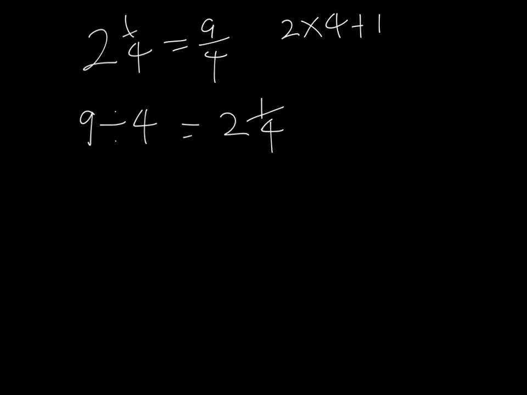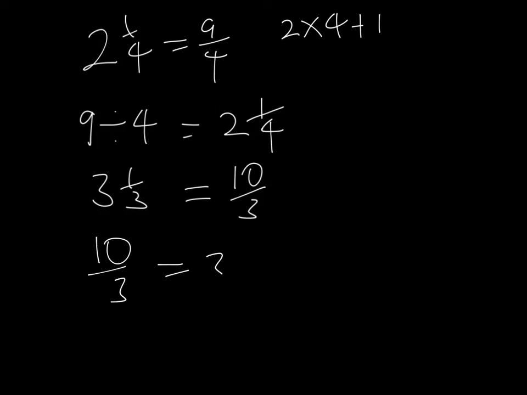Let's just do another quick couple of examples. If I have 3 and 1/3, I would say 3 times 3 is 9 plus 1 is 10/3. Going back the other way, 10/3, 10 divided by 3 is 3, and there is 1/3 left over. So mixed numbers and improper fractions are just two different ways of writing the same thing.